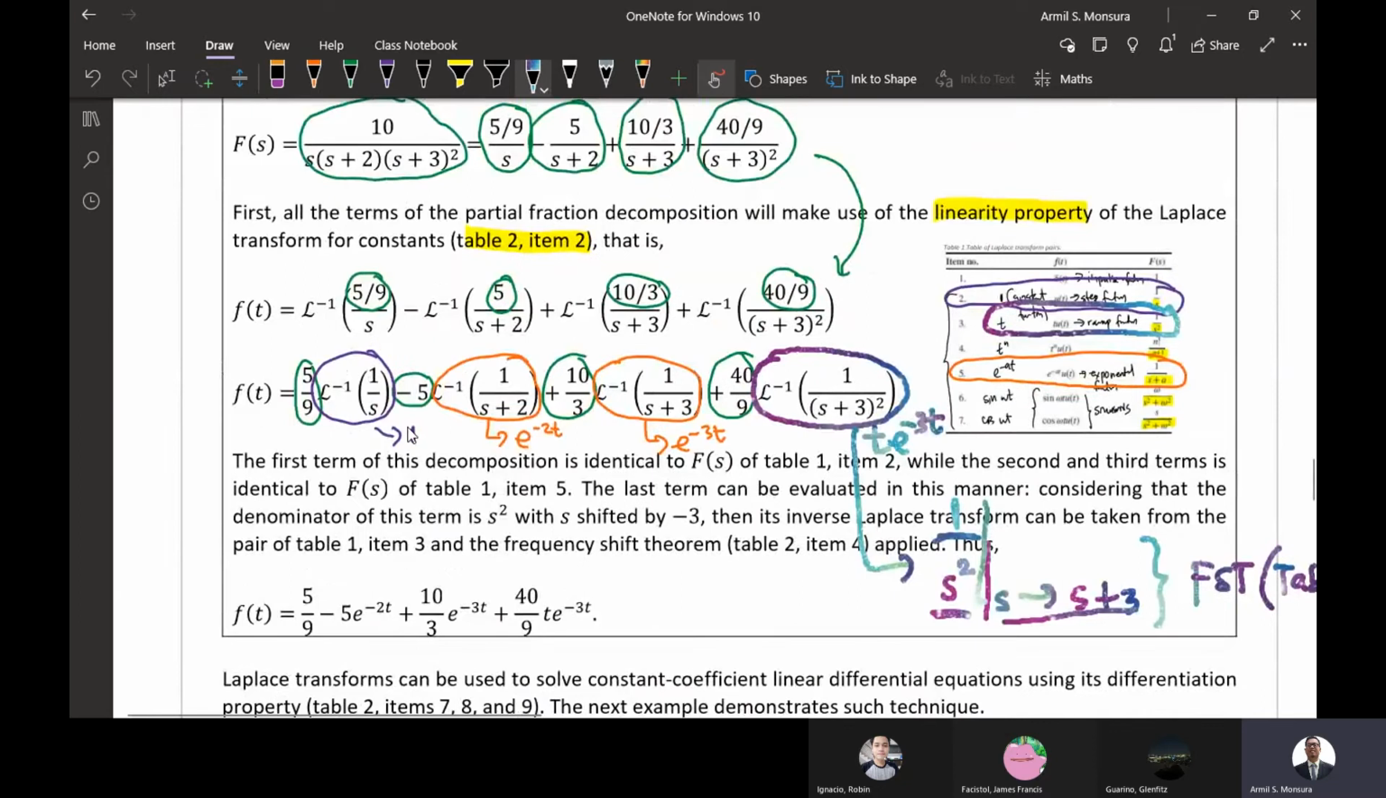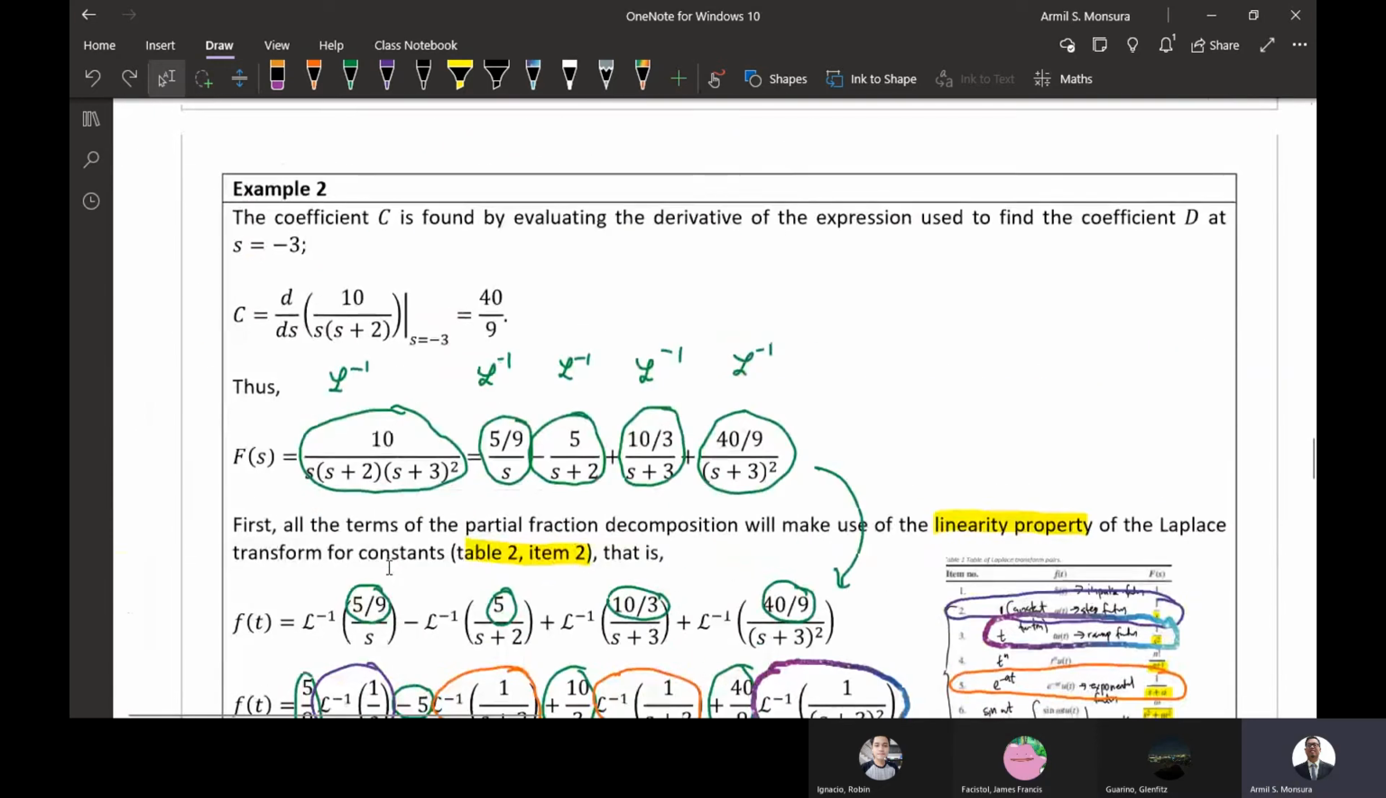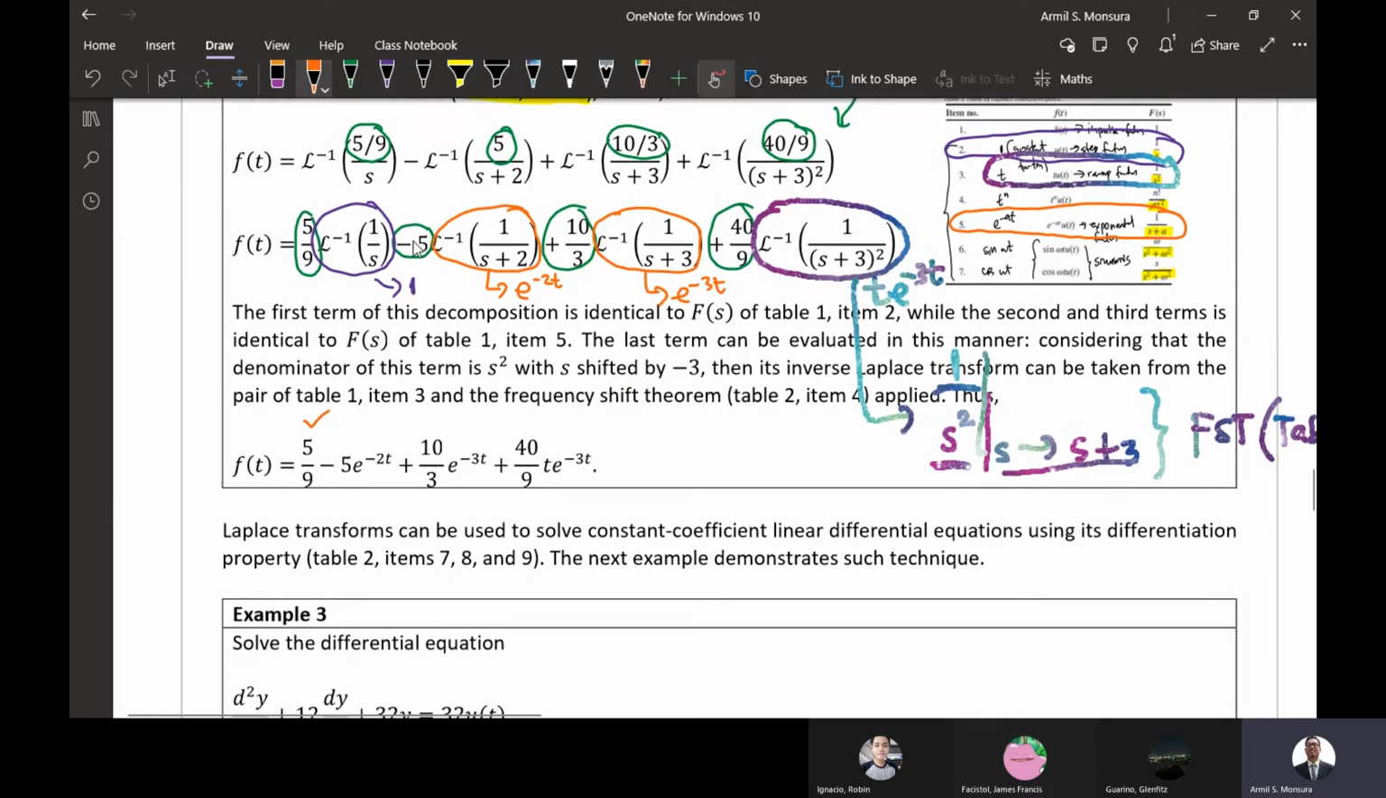Okay? So, ayun, nakompleto natin ngayon yung inverse niya. So, yung 5 over 9 times 1, tapos negative 5 times e raised to negative 2t. Tapos, 10 over 3 times e raised to negative 3t. And then, finally, 40 over 9 times t e raised to negative 3t. Okay? So, yan yung pagkuha ng inverse sa Laplace transform.